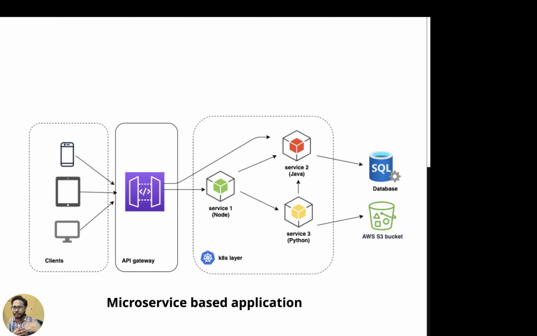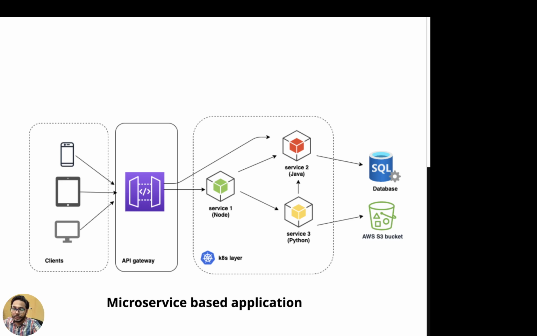A Node service to handle third-party API calls and operations, a Java service to perform CRUD operations on the DB, and Python for data processing or ingestion, which then stores whatever processed file there is in AWS S3. Just a very basic example. I'm just showing you one way of communication to keep the understanding at a very simple level.